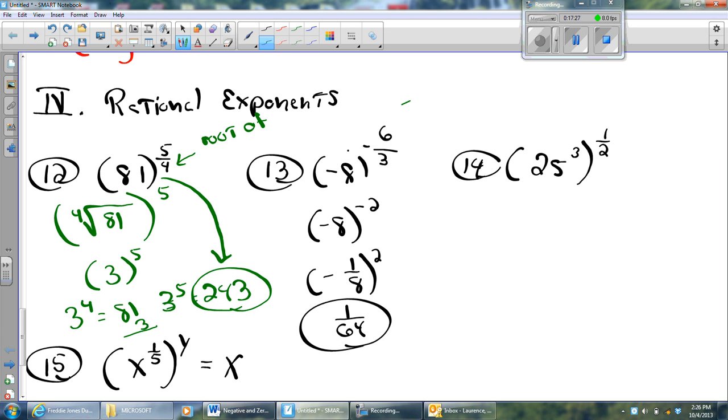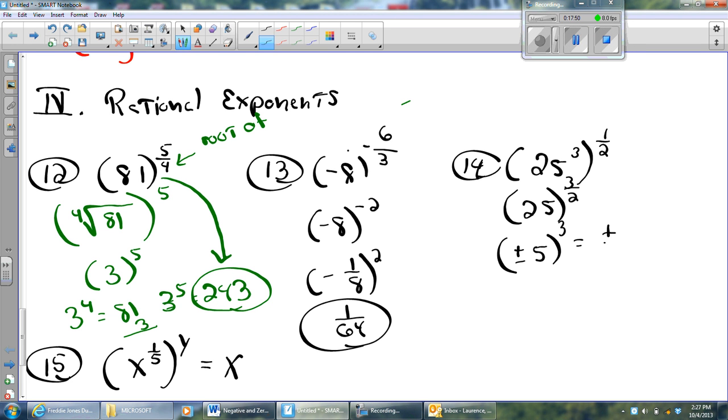All right, this one here, if you were listening to Bradley on Friday when he had such a great class, this is going to be the same as 25 to the 3/2 power. Okay, well that means I could take the square root of 25. So I'm going to get plus or minus 5, and then I have to cube it. My answer will be plus or minus 125.